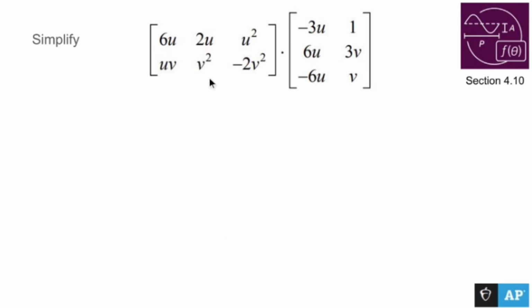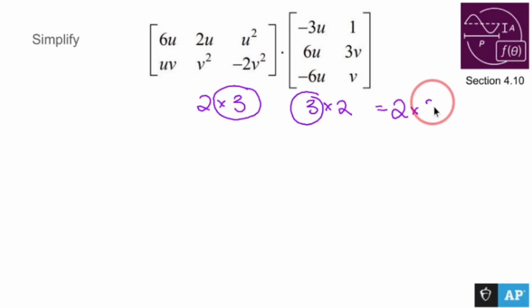Simplify. Well, we have ourselves a 2 by 3 matrix that we're multiplying to a 3 by 2 matrix. Okay, 2 rows, 3 columns, 3 rows, 2 columns. This will be defined because the inside numbers are the same, and we'll end up getting a 2 by 2.